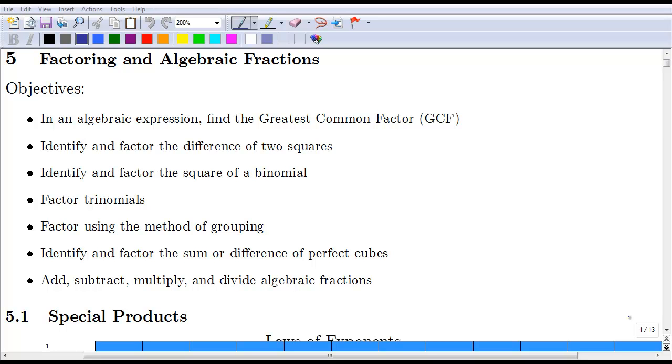This video starts off the lessons for Chapter 5, which covers factoring and algebraic fractions. This video and subsequent ones will discuss the following objectives that you see here.